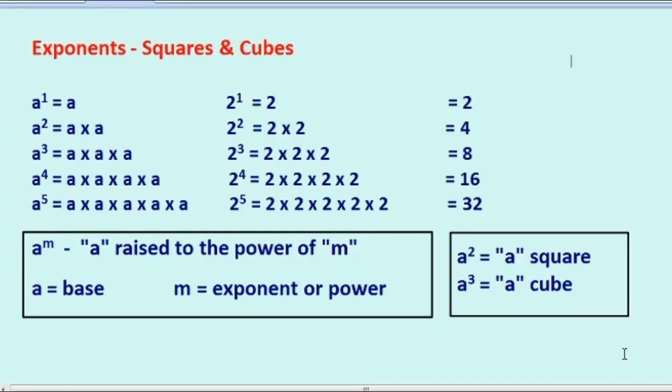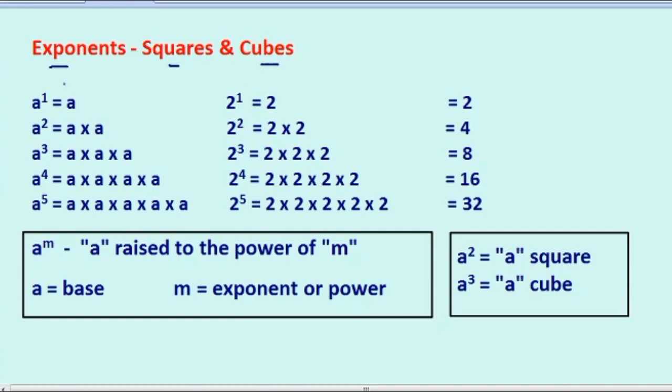Hello students. In today's class, I am going to teach you exponents, squares and cubes. I will tell you what is the meaning of exponents, how to do squares and how to do cubes. Plus, I will teach you some shortcut methods also in this video. So please keep watching this video till end so that you can learn this process completely.